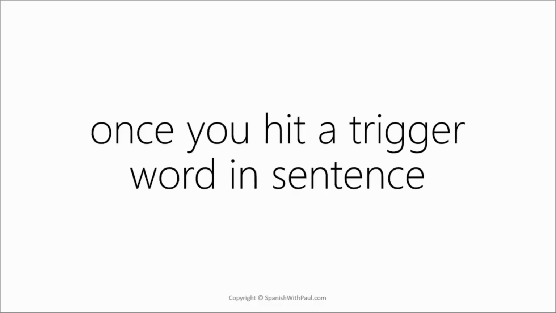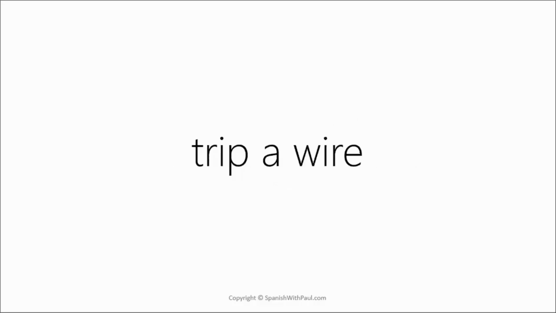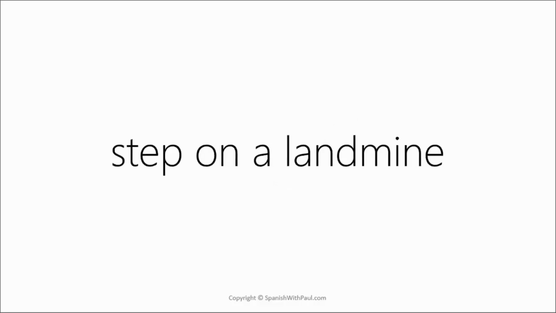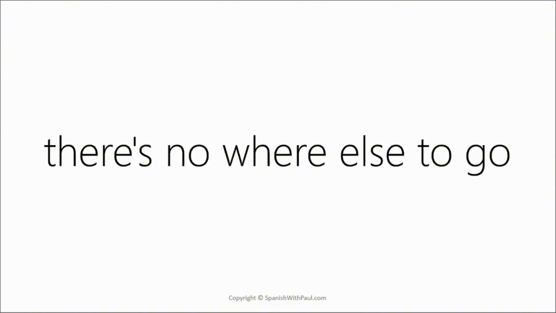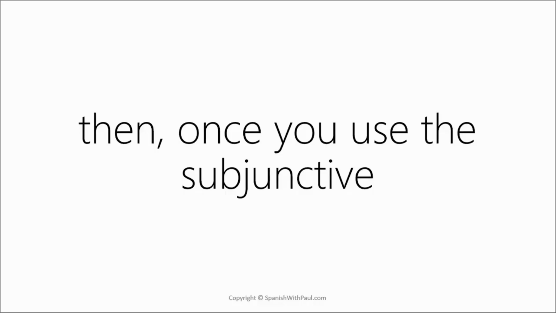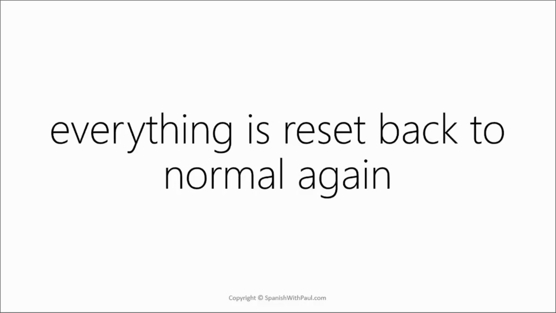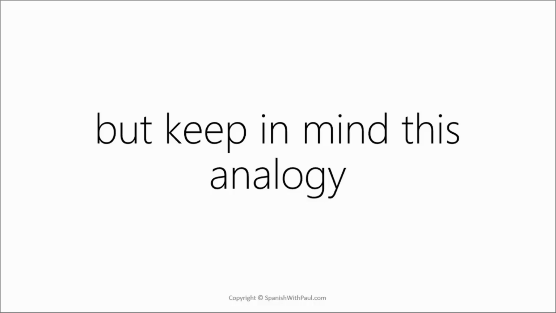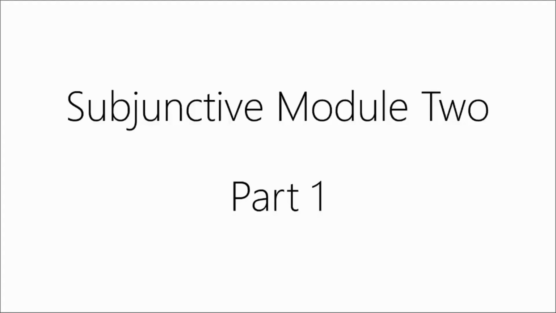Now, once you hit a trigger word in a sentence, it's like you trip a wire or you step on a landmine because there's nowhere else to go but into the subjunctive. Then, once you use the subjunctive, everything gets reset back to normal again. Now, as we go through the module, you'll see more and more what I mean, but I'd like you to keep in mind this analogy because it really will help you. Let's get going with part 1.